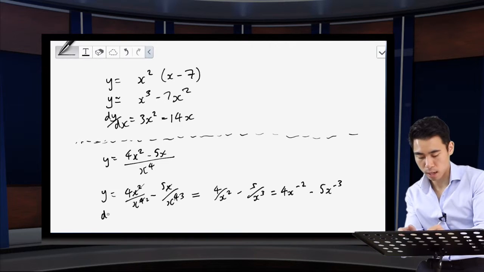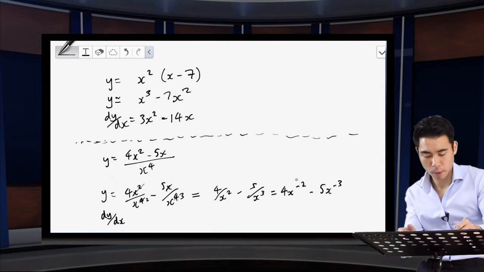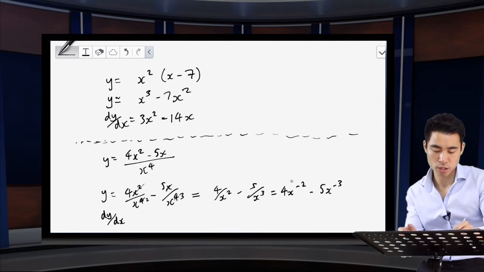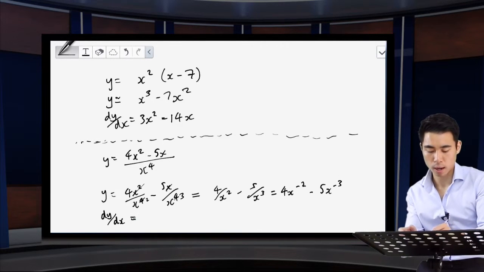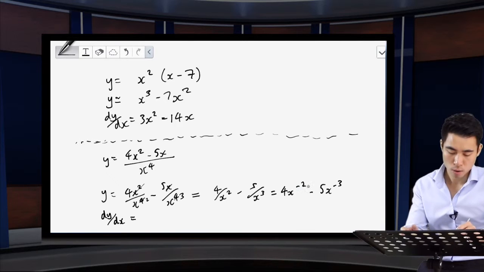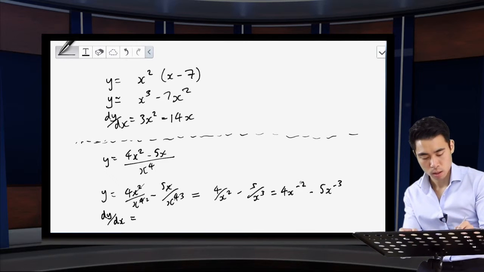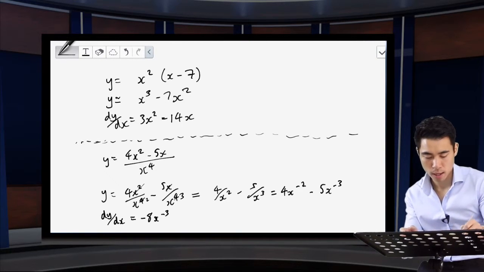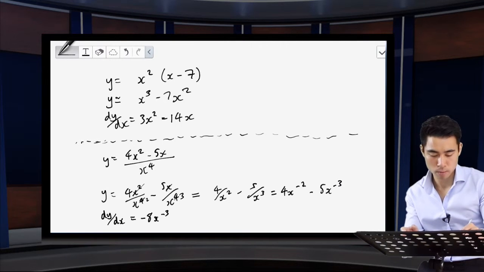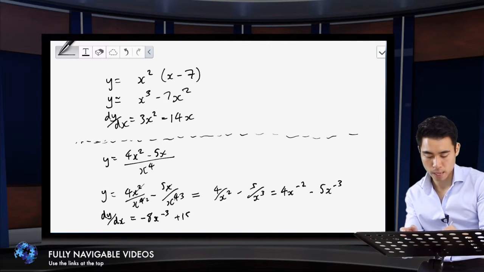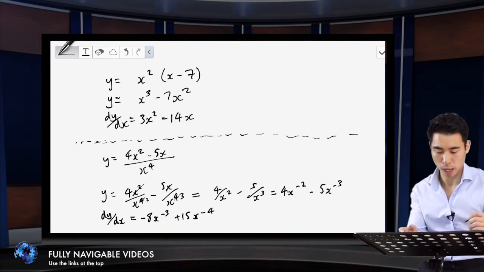So my dy by dx, applying my laws of differentiation to this expression here. Remember, we need to get this in the form such that your x just has a single power on it, which we have there. So looking at this first one, minus 2 times by 4 gives me minus 8. x, decreasing that power by 1 gives me minus 3. Similarly, looking at this one, minus 3 times by minus 5 gives me positive 15. x, decreasing that power by 1 to the minus 4 there.